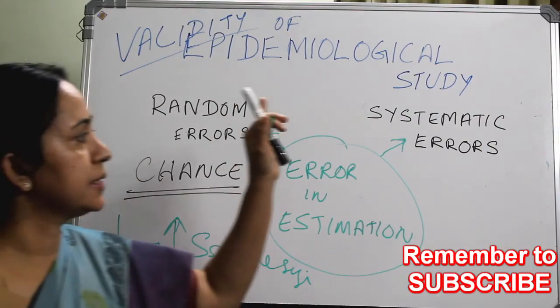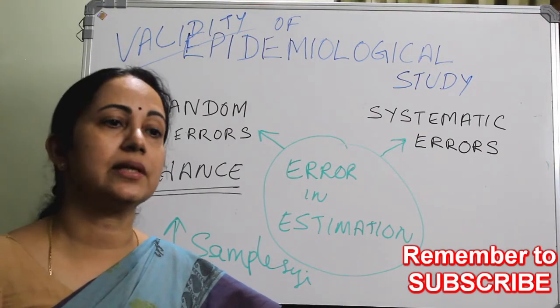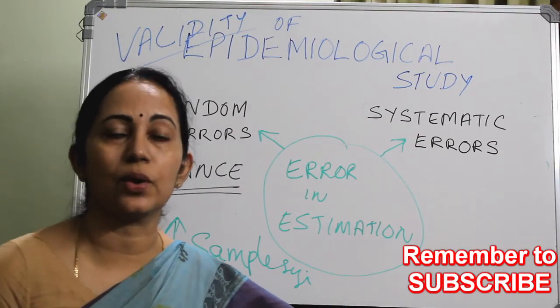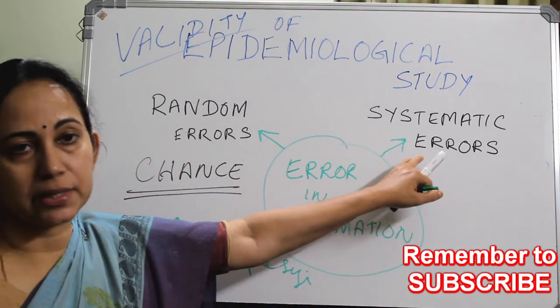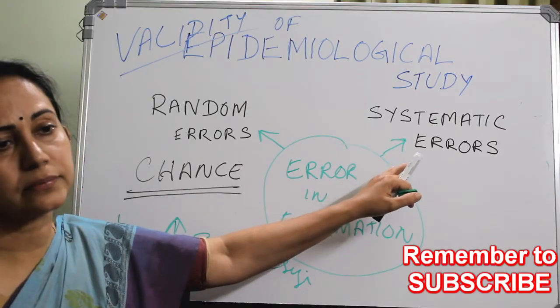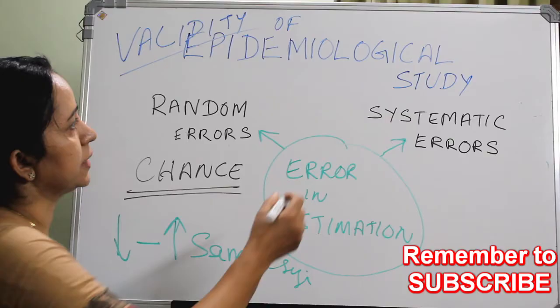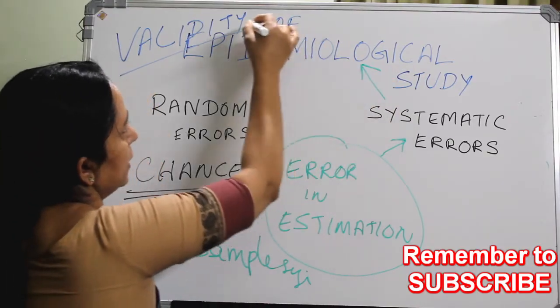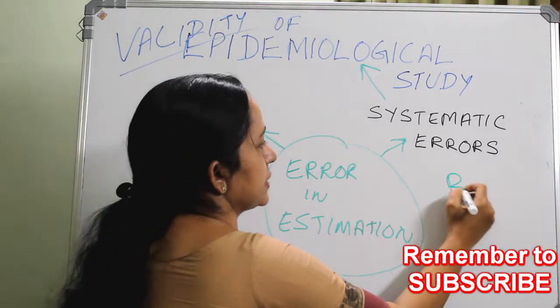And systematic errors are biases which adversely affect or reduce the accuracy of any epidemiological study. So systematic errors are related to the validity of any epidemiological study, and systematic errors are due to bias.